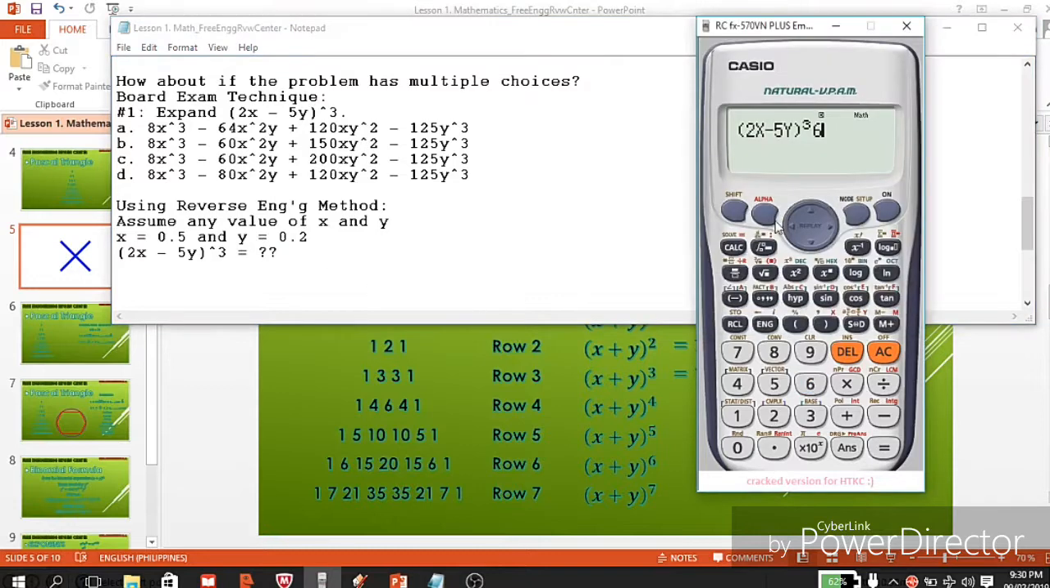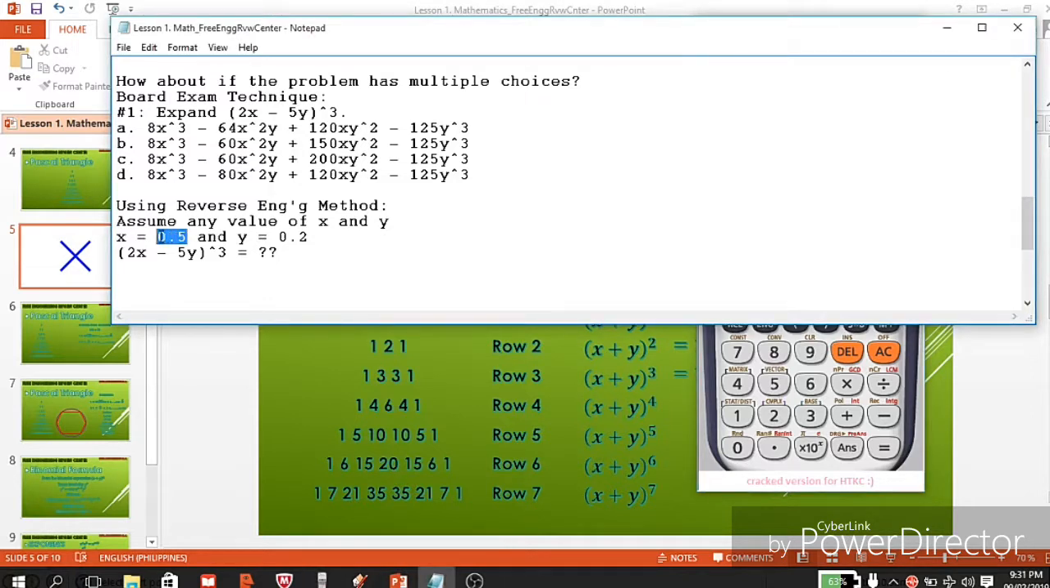To substitute the value of x and y directly in your calculator, you just need to use the function CALC. So using the function CALC, you press CALC. We are asked what is the value of x. I say it will be 0.5, equals, and what is the value of y? Let's say 0.2, and then press equal. So therefore we got 0. It's not a good value.